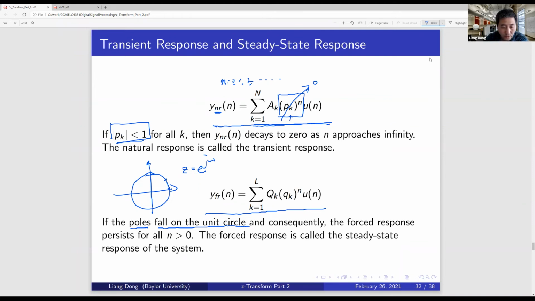Consequently, the forced response persists for all n greater than 0. So it will follow the input. It never dies. It's just a sine wave, always oscillating. The forced response is called the steady state response of the system. Eventually, it will follow the characteristic of the input, which is determined by the pulse, which is Q sub K here. Okay, so we got those two parts, natural response and forced response of a system.